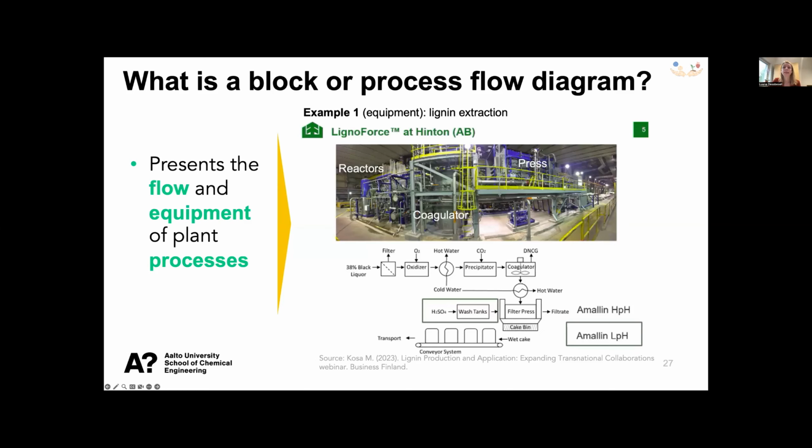So this is the coagulator there, right? There you go. I think it's the only thing that I actually had an idea about and then I saw it. And then basically, this is the press, the filter press, this long part here.